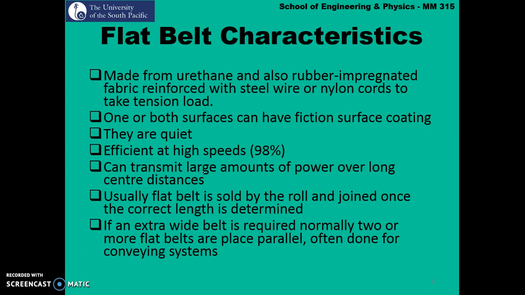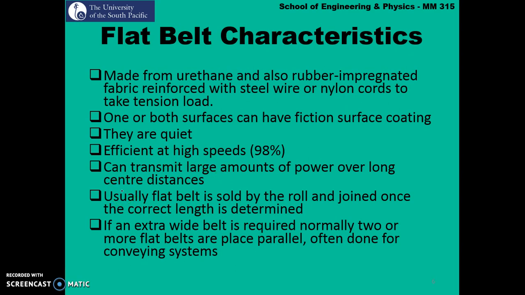Now let's look at some of the characteristics of a flat belt. Flat belts are generally made from urethane and also rubber impregnated fabric reinforced with steel wire or nylon cords to take tension loads. One or both surfaces have a friction surface coating. They are quiet in operation. Flat belts have high efficiency at high speeds, almost around 98%. They can transmit large amounts of power over long distances.